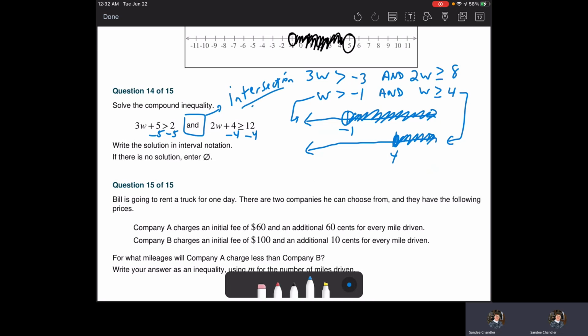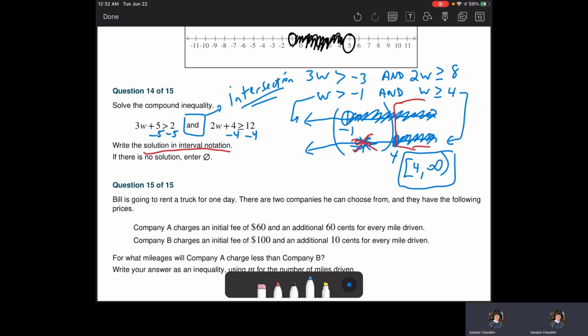We want the intersection where they overlap. There's no overlap down here. There's no overlap. Nothing. The overlap is happening here. Write the solution in interval notation. So the overlap is happening from the closed 4 to infinity. That's where our overlap is happening. That's what they have in common.